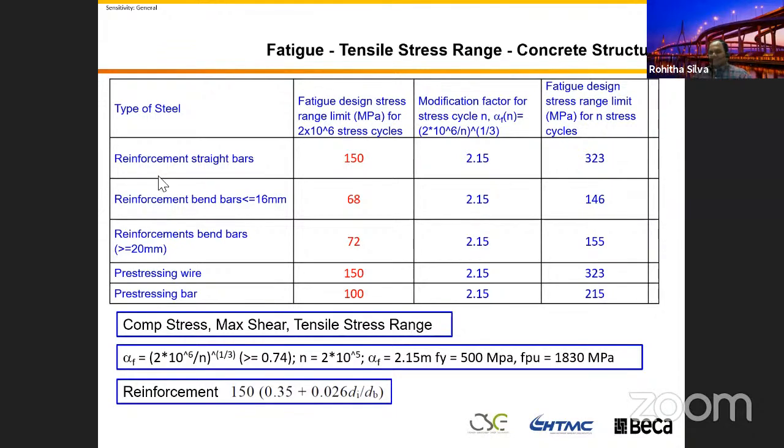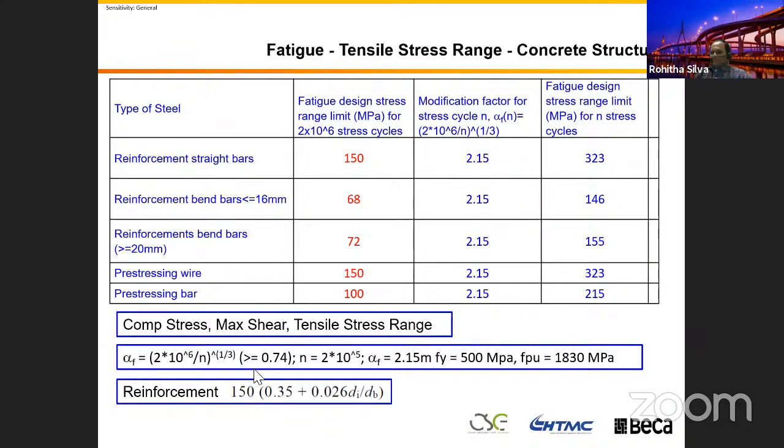a lot. A lot of people talk about this, where concrete bridges have a lot of issues with fatigue, where you have the shear stirrups and your stress range goes down to 68, right? If you go to prestressing wire, your fatigue stress range is 150. And I have an example here according to the Australian standard.